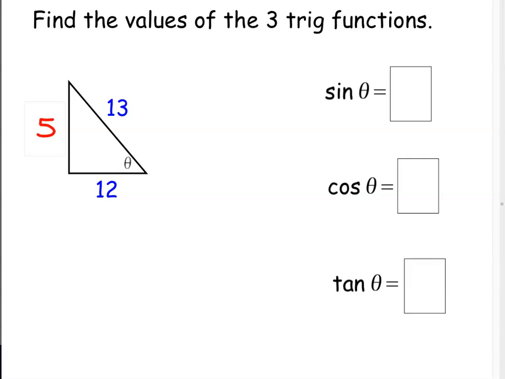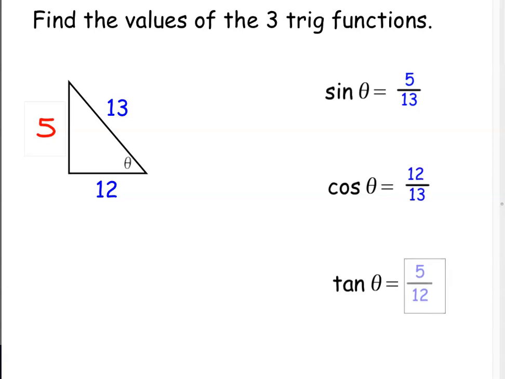All right, so what did we put down for sine of theta? What did you have? 5 over 13? Okay. Cosine of theta. Somebody else. Thank you. And then tangent of theta? All right. Questions on setting up those ratios at all?